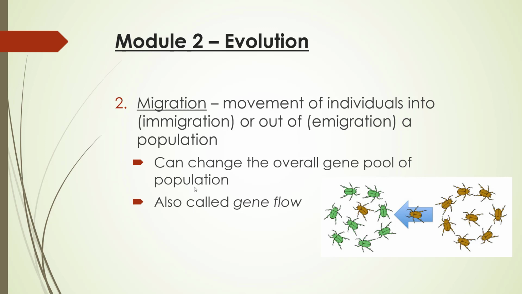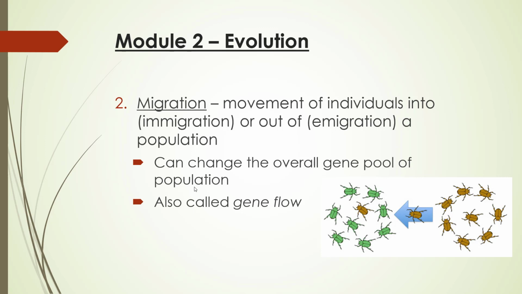Okay, so the next type of evolution is migration. Now remember, you are in control of this video, so if I'm going too fast, you're welcome to stop yourself at any time. All right, so migration is a movement of individuals into, which is, you remember from our previous notes, immigration, or out of, which is emigration, a population. This can change the overall gene pool of a population. This is also called gene flow.